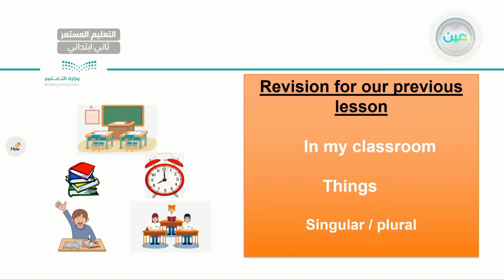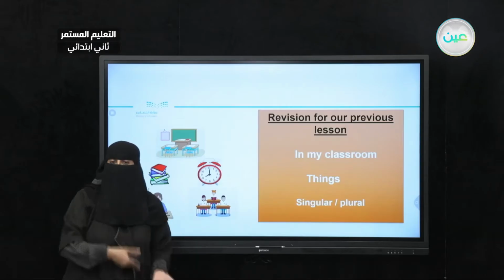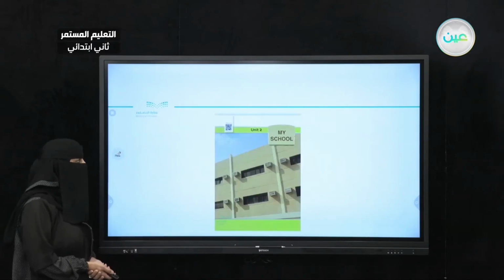In the previous lesson, we revised items or things in my classroom, such as the board, the chair, the desk, student, teachers, and so on. Also, we introduced singular and plural. What do we mean by this? A teacher, that's singular. Teachers are plural, and so on. And we will be talking about this further in this class, inshallah.